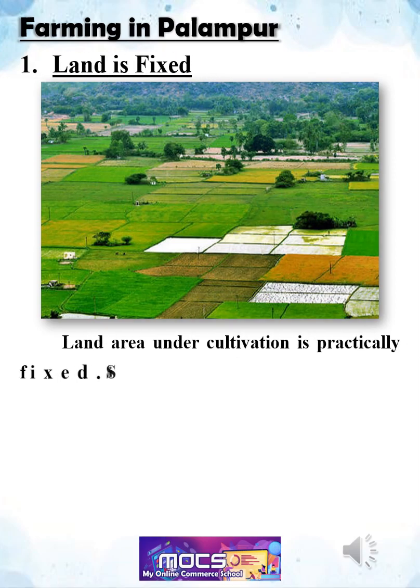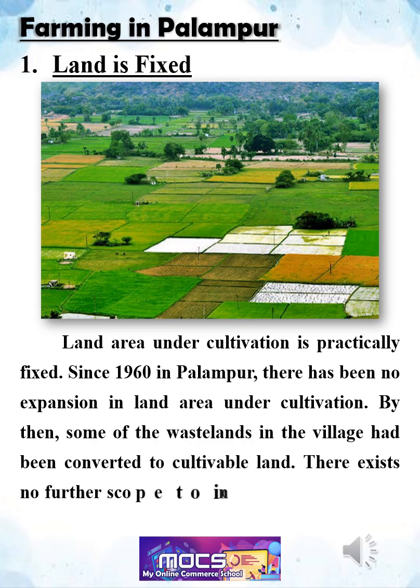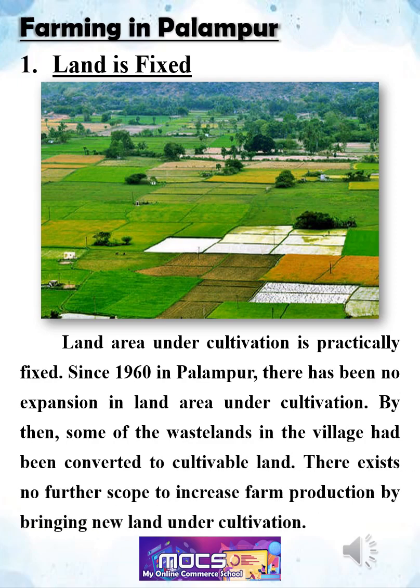Land area under cultivation is practically fixed. Since 1960 in Palampur, there has been no expansion in land area under cultivation. By then, some of the wastelands in the village had been converted to cultivable land. There exists no further scope to increase farm production by bringing new land under cultivation.